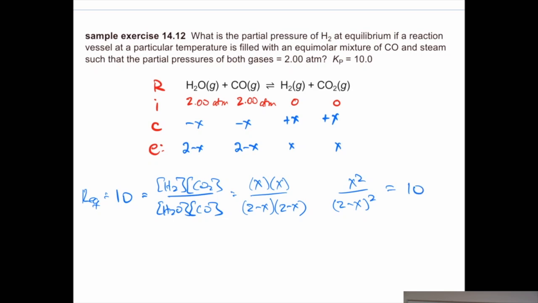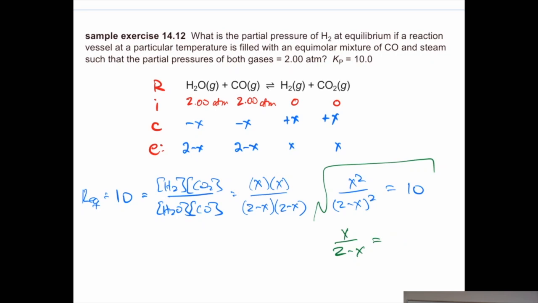Now you might think, oh, I've got to do a quadratic on this, but you don't, because you recognize that I've got a squared term in the numerator and a squared term in the denominator, so I can just take the square root of this whole thing. And that gives me x divided by 2 minus x equals the square root of 10. And now that's easy to solve. Square root of 10, thank you.